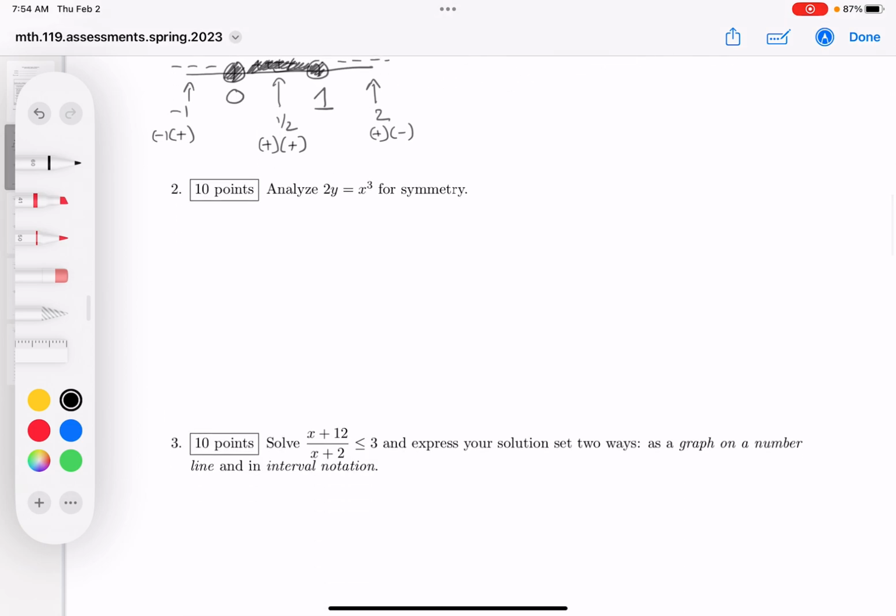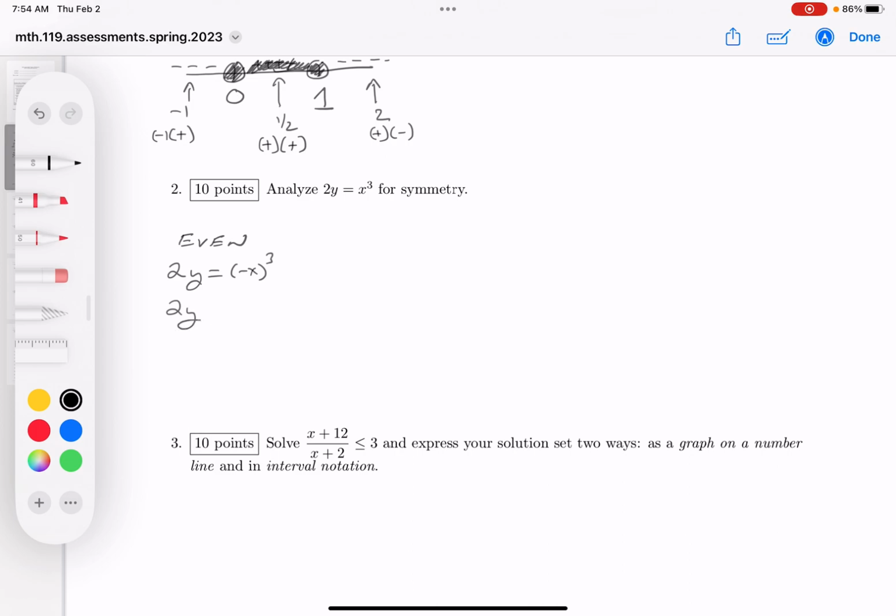Analyze for symmetry. There's 3 types of symmetries that we're looking for. There's an even symmetry, there's an odd symmetry and an x-axis symmetry. Let's just do one at a time. An even symmetry, what do you do? You replace x by minus x. Let's do that.